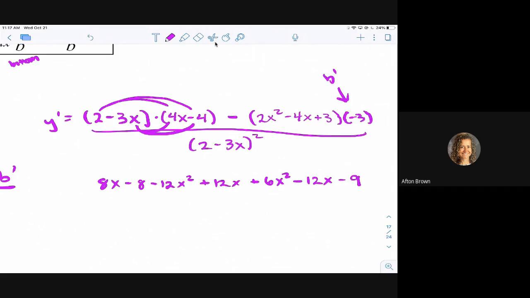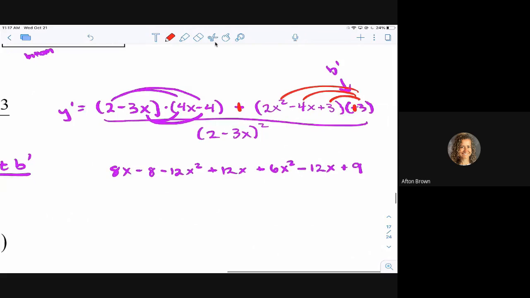No, a positive 9. You guys double check, do you agree? Sign just doesn't change. Only on this particular one. And what I probably would do actually is I would physically change it. I'd say, okay, I'm going to multiply those together first and then distribute this way.